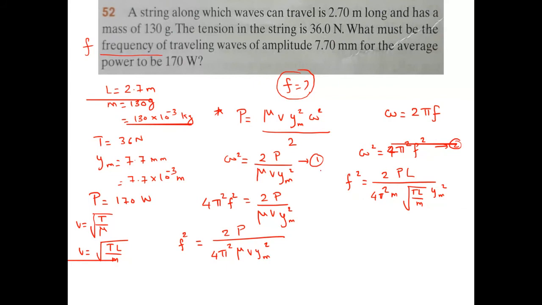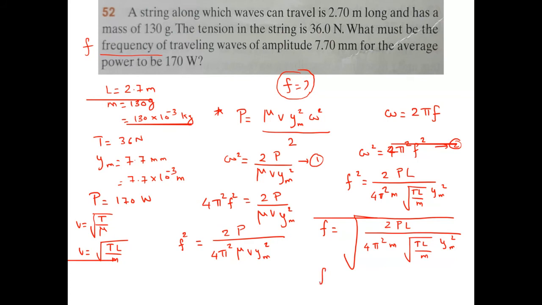Take the square root on both sides. So if you take the square root on both sides, what do you get? f is equal to the square root of 2PL over 4 pi squared multiplied by mass, multiplied by the square root of TL over mass, multiplied by Ym squared. Now you can see all the data: we have the power, the length of the string, the mass of the string, and the amplitude. Once you substitute, you will get the answer. Am I right or not?